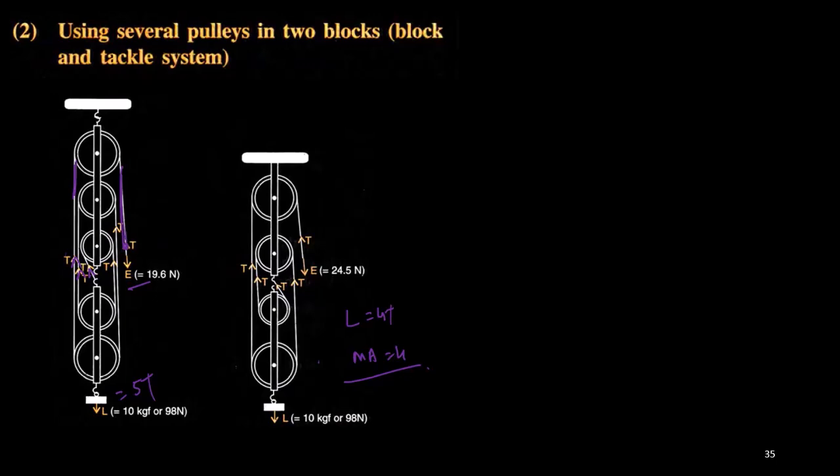Now out of 4, the distribution may be upper 1, lower 3, or upper 3, lower 1, or both are 2 and 2. Here the upper block has 2 pulleys and the lower block has 2 pulleys. So the dependency is on the number of pulleys. How many pulleys are there? More pulleys means more mechanical advantage.